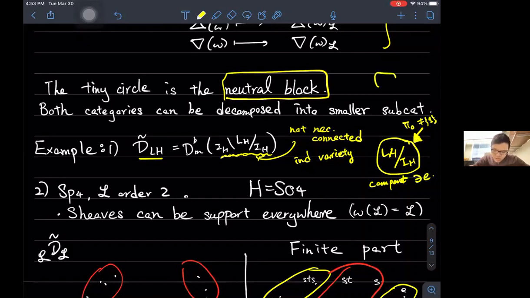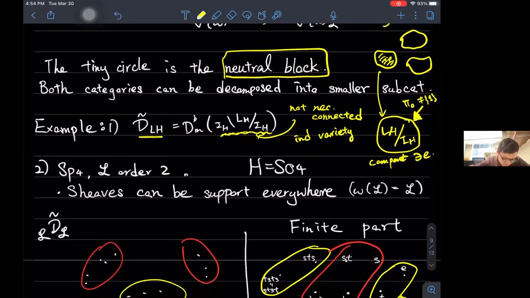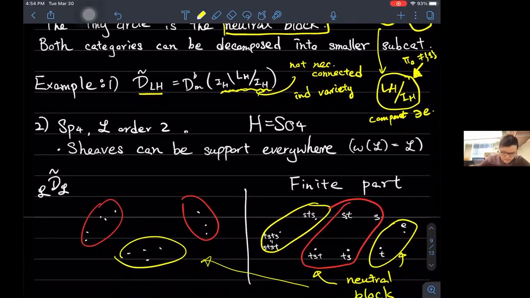So there are many disconnected pieces of this stack or this variety, and I just consider the one containing the identity E. The second example is more interesting.